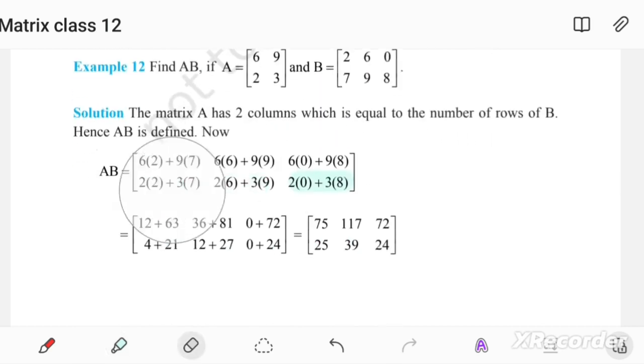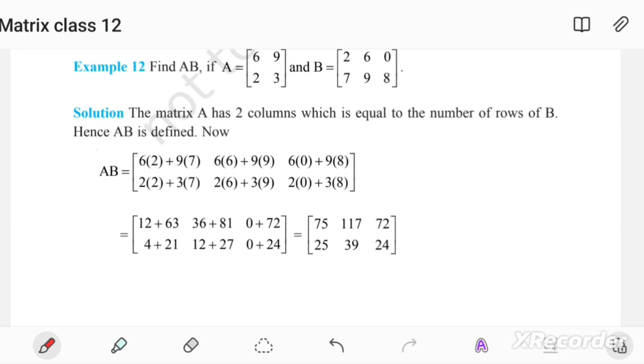Then after this, you can very simply simplify it, right? 6 times 2 is 12 and 9 times 7 is 63. We can simply write this and add them. Similarly, we can do all these calculations. It is very simple. The two things I want to summarize again.